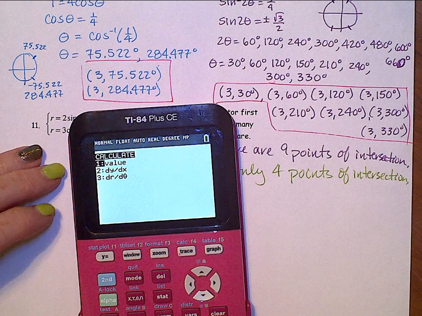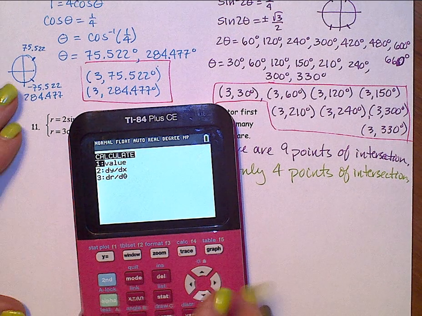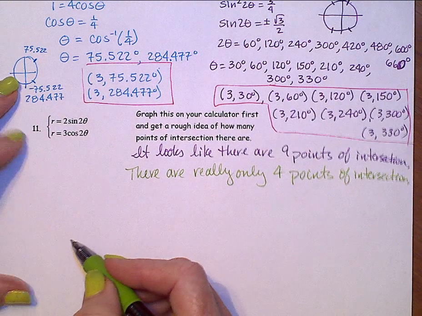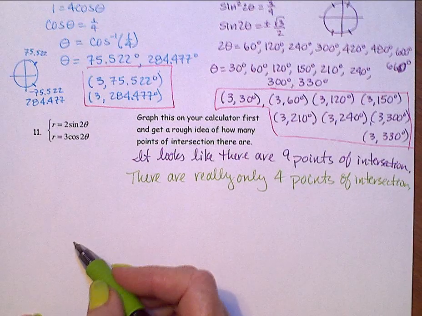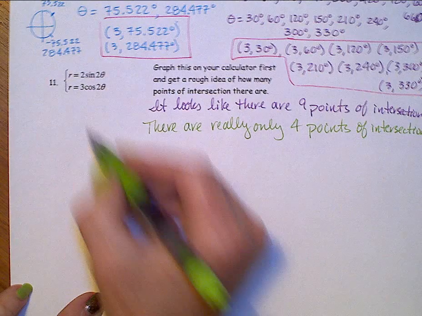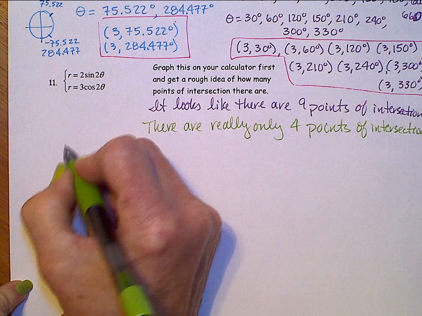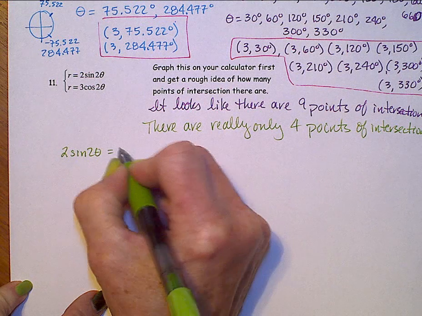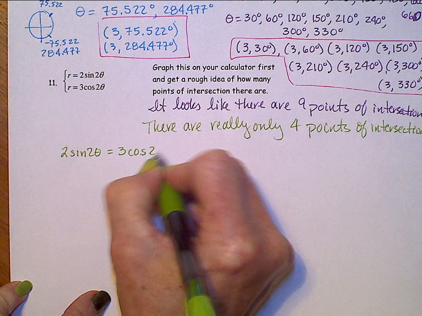All right, so again, we're out of intersect, so we're going to have to go back and solve this by hand then. It's very similar to the last one in that both equations are set equal to r, so I can set these two equal to each other, and we will have 2 sine 2 theta equals 3 cosine 2 theta.